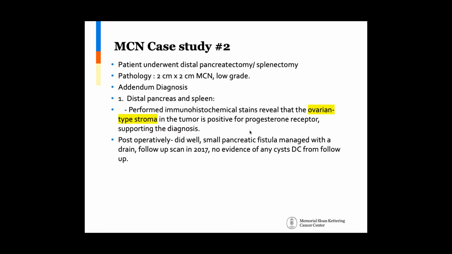And on the pathology, they went back and did give an addendum saying that they did see the ovarian-type stroma, which was positive for progesterone receptors, supporting the diagnosis of MCN. Postoperatively, she did well. She had a small pancreatic fistula managed with the drain, no evidence of cyst on follow-up scan, and then we discharged her from follow-up.